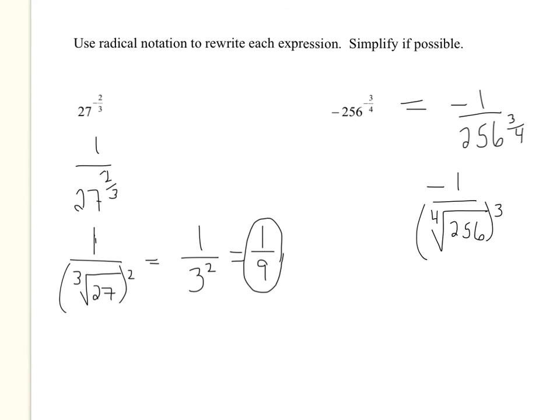Now, negative 1 over the fourth root of 256 to the third, that would be negative 1 over 4 to the third power. And then, of course, 4 to the third is 64, so this is negative 1 over 64.